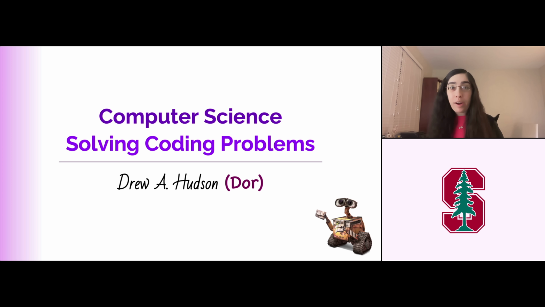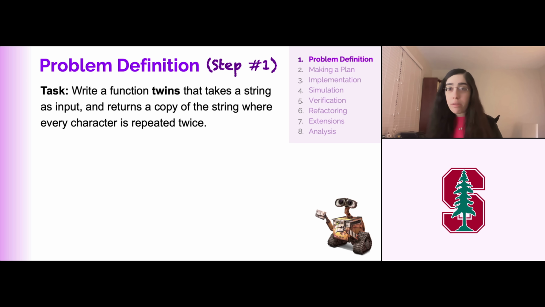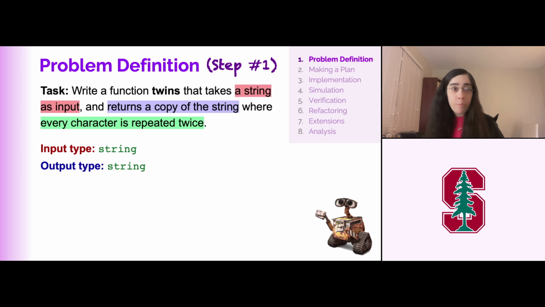In the next 5 minutes, we're going to solve a coding problem together. Our task is to write a function called twins that receives an input string and returns a copy of it where every character is repeated twice.